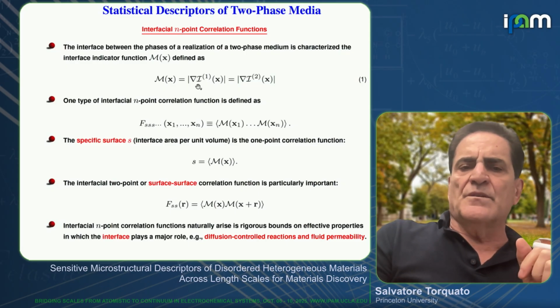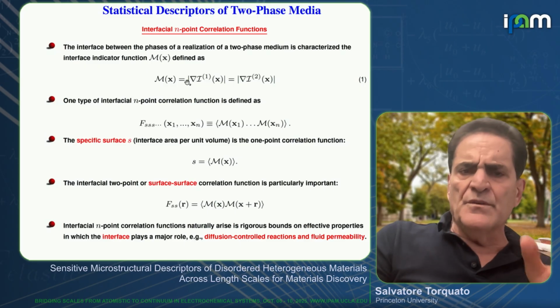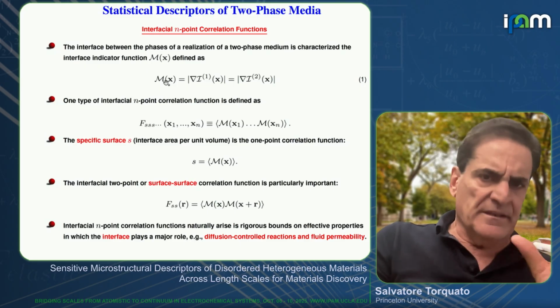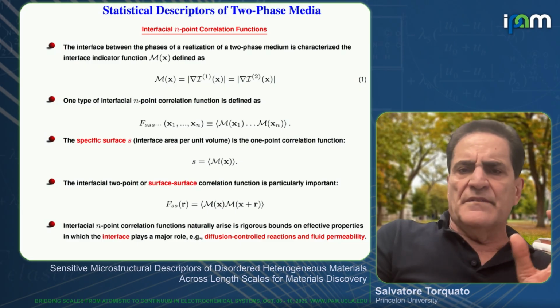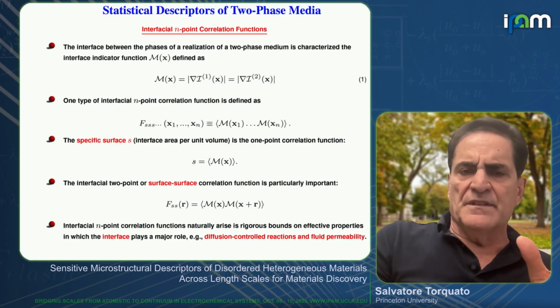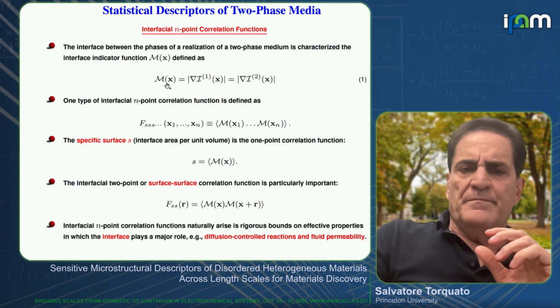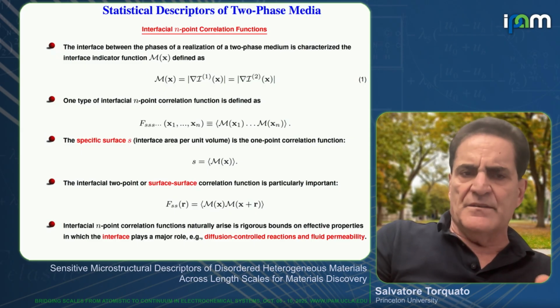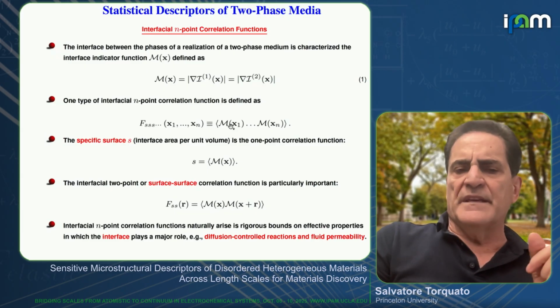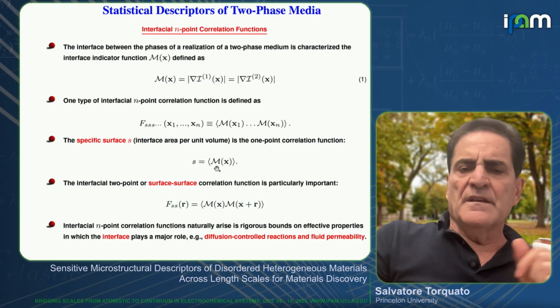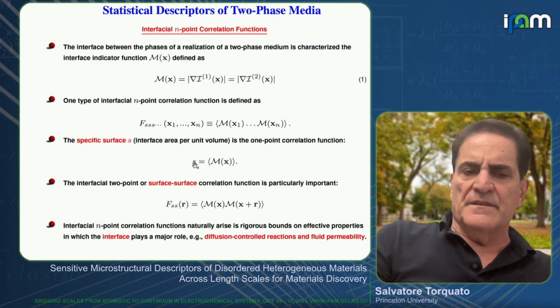The simplest such correlation function: you can define an indicator function for the interface. So this you can think of as a generalized function that just lives on the interface that I'm calling M. And then you can define correlation functions that are based upon ensemble averages of this interfacial indicator function. The simplest one would be the one-point function, which is simply the specific surface.